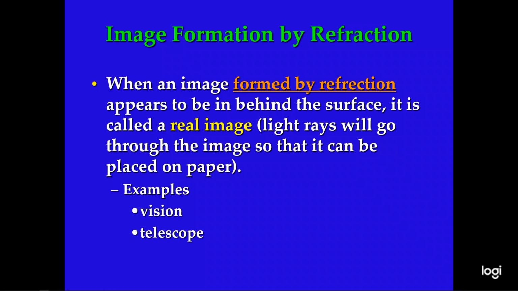When an image is formed by refraction, the image appears to be behind the surface, on the opposite side of the object. That's also called a real image. And again, the real image can be projected on a screen. Our eyes form real images on our retina. That's an example of real image formation.